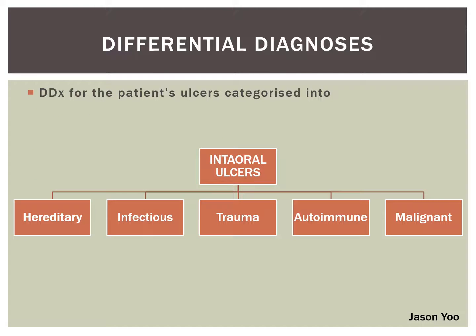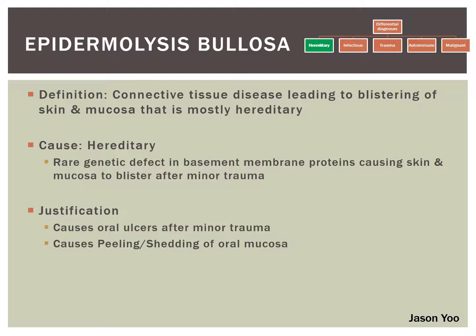Having reviewed the patient's medical history and the results of special tests, a differential diagnosis could be established and categorized as hereditary, infectious, autoimmune, and malignant lesions. Epidermolysis bullosa is a rare condition which can manifest as intraoral ulcers. It is a blistering disease of the skin and mucosa that is mostly hereditary, and depending on its severity, may even be fatal. Although this is an unlikely diagnosis, our patient does present with characteristic clinical signs such as ulcers and desquamative gingivitis.